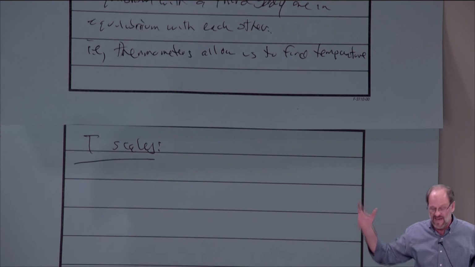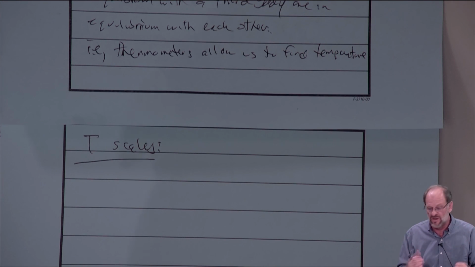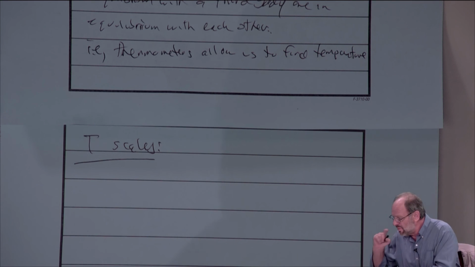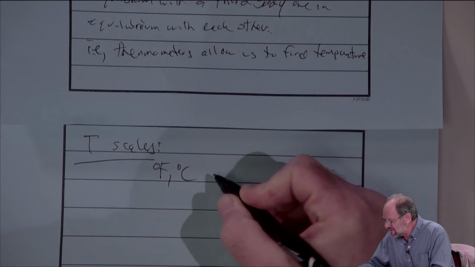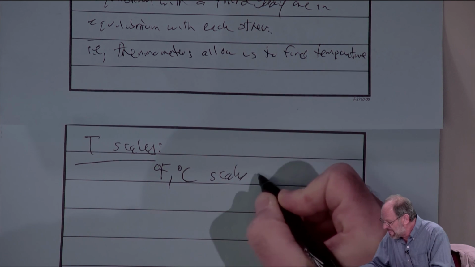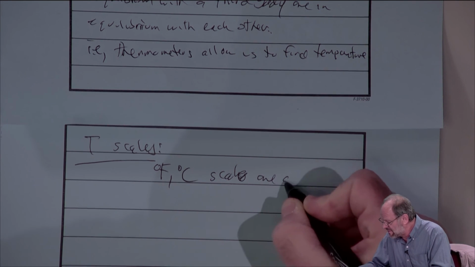If you go into the complete vacuum of outer space where there is no matter and there's nothing to transfer heat to or from, that's as cold as you can get. That's absolute zero. We should actually be using temperature scales based upon the existence of absolute zero, not where water happens to boil or freeze. So we will note that the Fahrenheit and the Celsius scales are arbitrary.